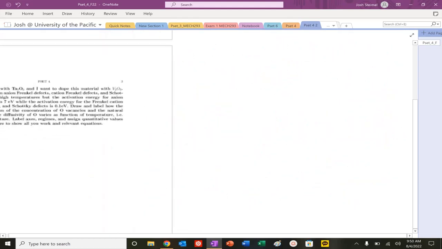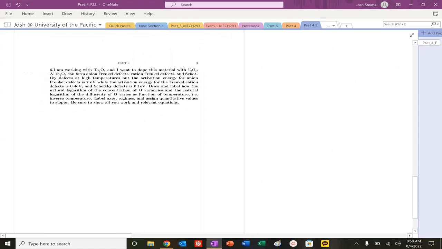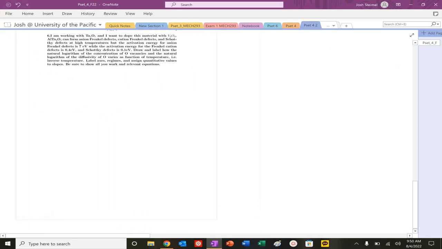Let's zoom into our next problem. It's going to be very similar procedures here. Working with Ta2O5, that's my host, doping it with V2O3. Ta2O5 can form anion, cation, blah, blah. We see that Schottky defects are my dominant reaction. Draw and label how that, again, I'm looking at oxygen vacancies. So let's go ahead and get to it.